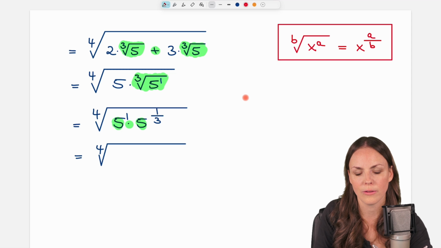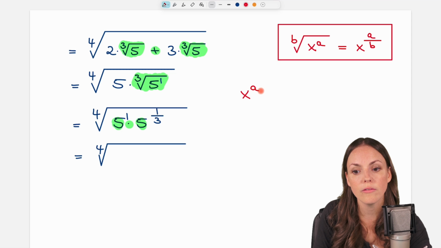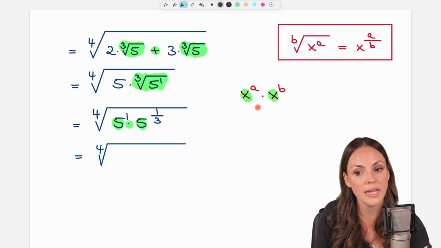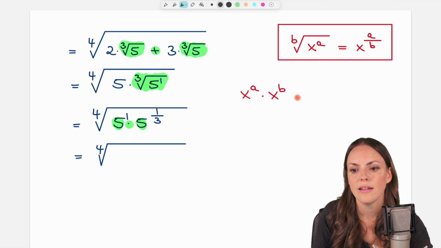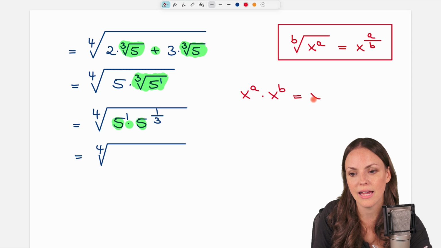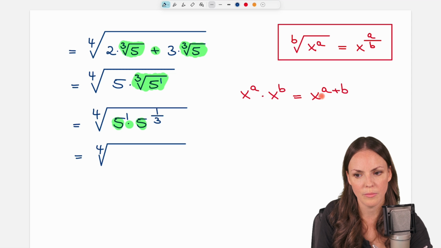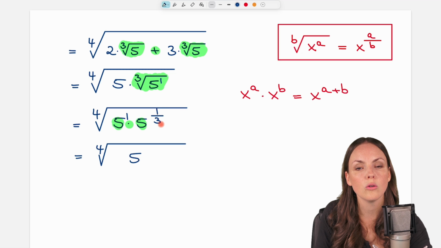The rule is the following. If you have something like x to the power of a times x to the power of b, so we have the same base, then the result is x to the power of, and now we add these two exponents. So we have a plus b. Let's apply this here, which means we just keep our base, the 5, and our new exponent will be 1 plus 1 over 3.